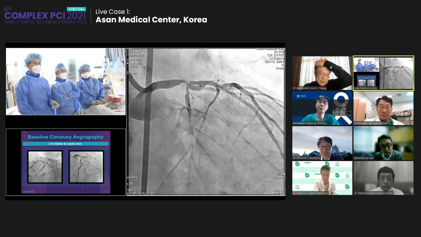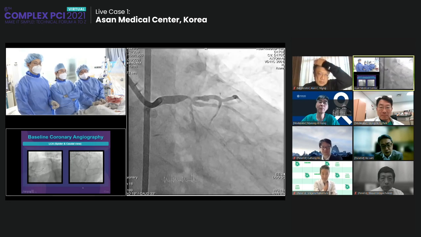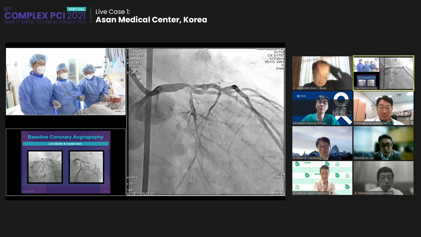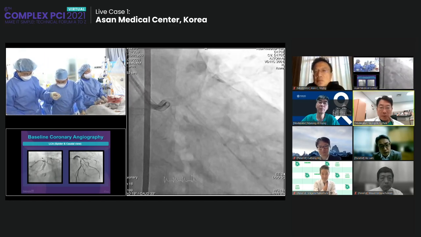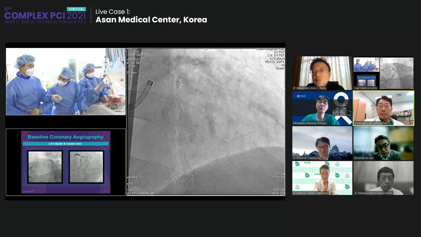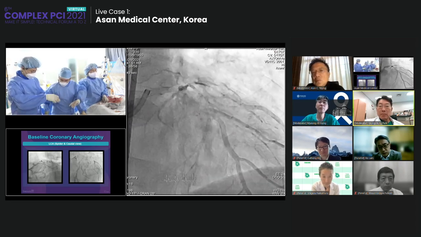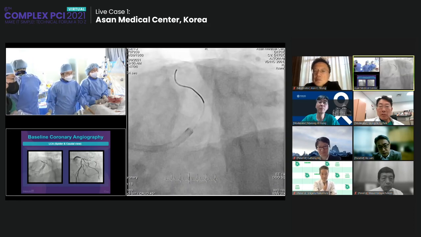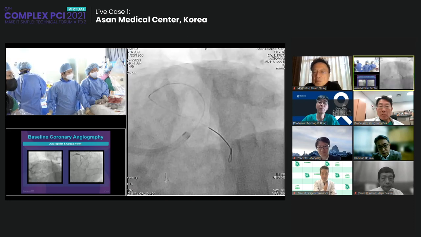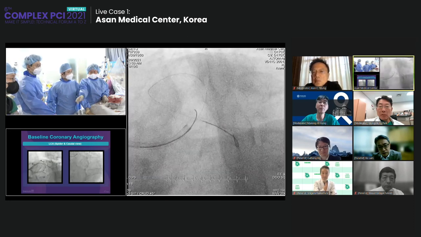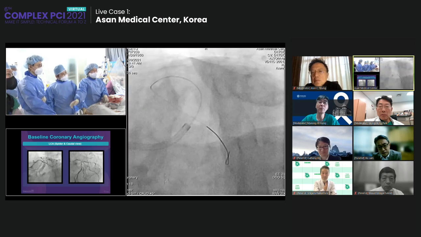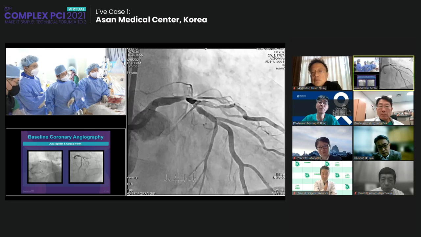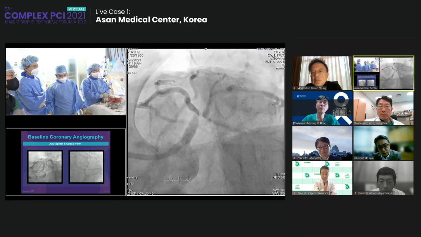Right. So the IVUS finding is very important. Just before doing the left main bifurcation PCI, I wanted to stent the circumflex first. Could you show us? Yeah, this part first. Next. Next. Previous. Left main bifurcation, so very tight.